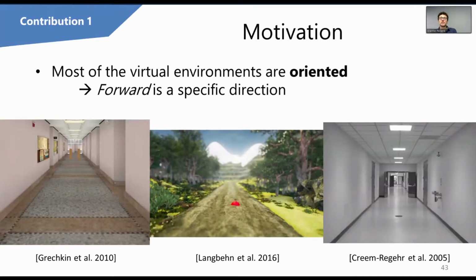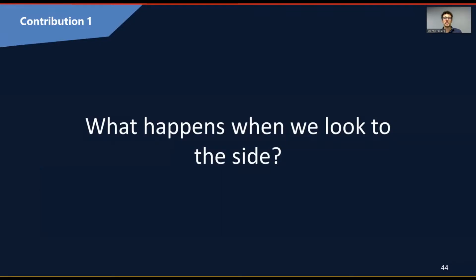However, when we look to virtual environments, these environments are usually oriented. Forward is a specific direction. The virtual elements are built around one specific direction, and for perceptual studies, the objects are always presented in front of the participant. Moreover, the participant is usually seated facing one direction. Then we ask the following question: what happens when we look to the side?